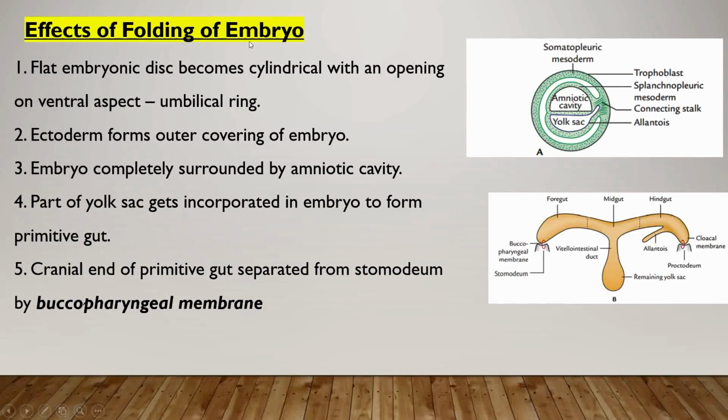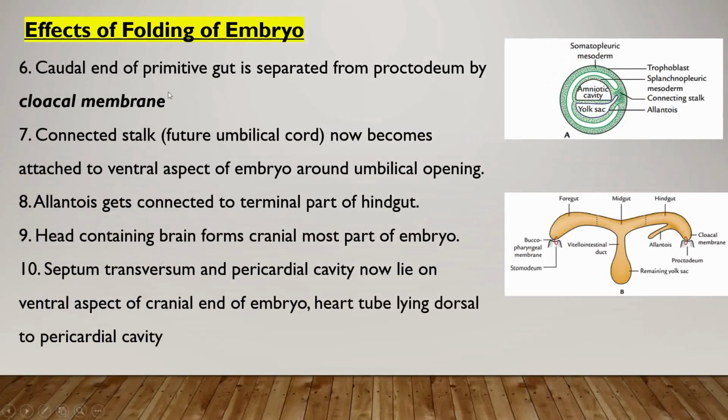So, the effect of folding of the embryo: because of folding, the flat embryonic disc becomes cylindrical with an opening on the ventral aspect, which is known as the umbilical ring. Ectoderm forms the outer covering of the embryo. The embryo is completely surrounded by the amniotic cavity. Part of the yolk sac gets incorporated in the embryo to form the primitive gut. The cranial end of the primitive gut is separated from the stomodeum by the buccopharyngeal membrane I have mentioned here. And also the caudal end of the primitive gut, you can see here, is separated from the proctodeum by the cloacal membrane.